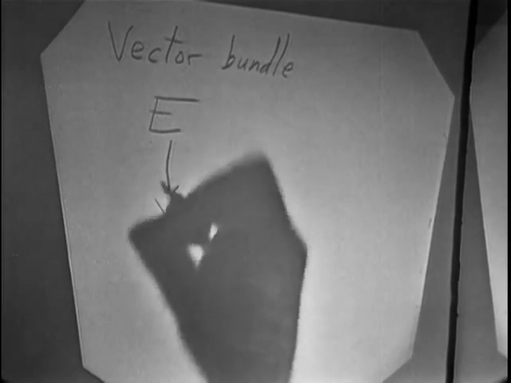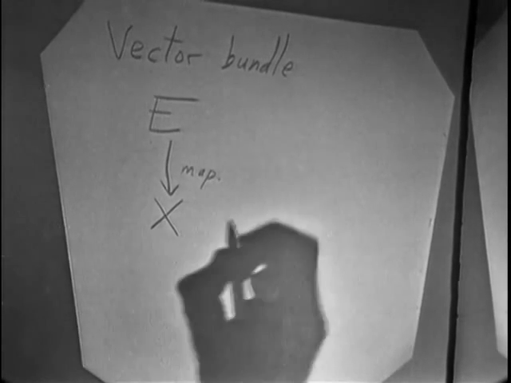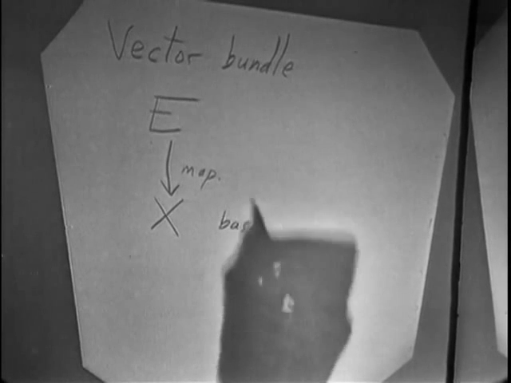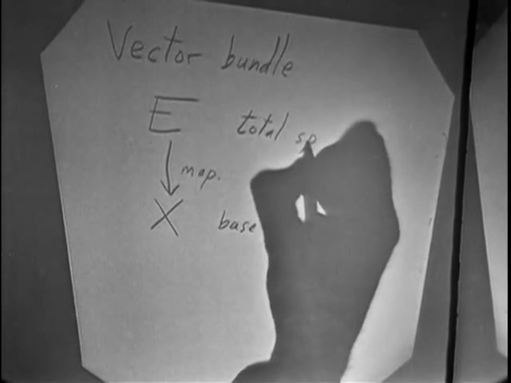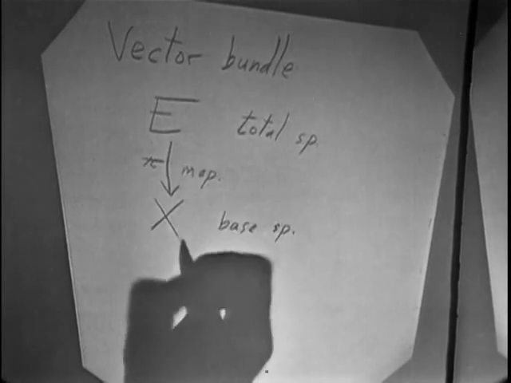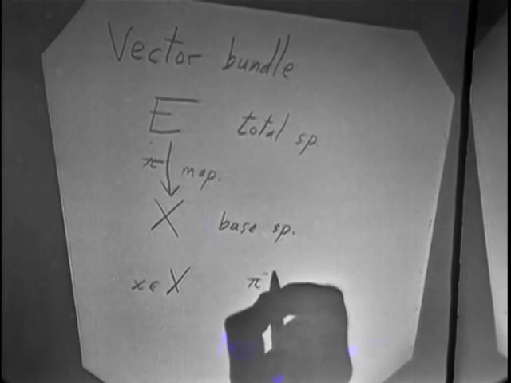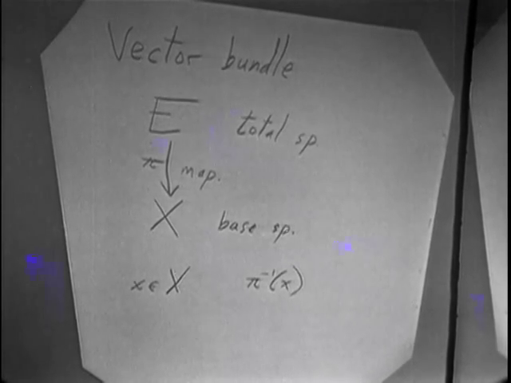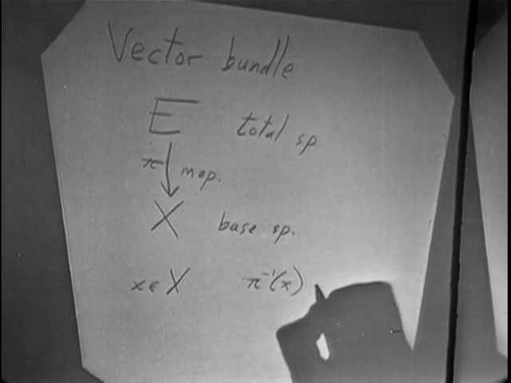We have a pair of topological spaces and a mapping between them. This space X is called the base space. Space E is called the total space. And let me call this mapping pi. And the fundamental property is the following. If we take any x in X and look at pi inverse of x, the set of all points in E which map into x, this should be a finite dimensional real vector space.